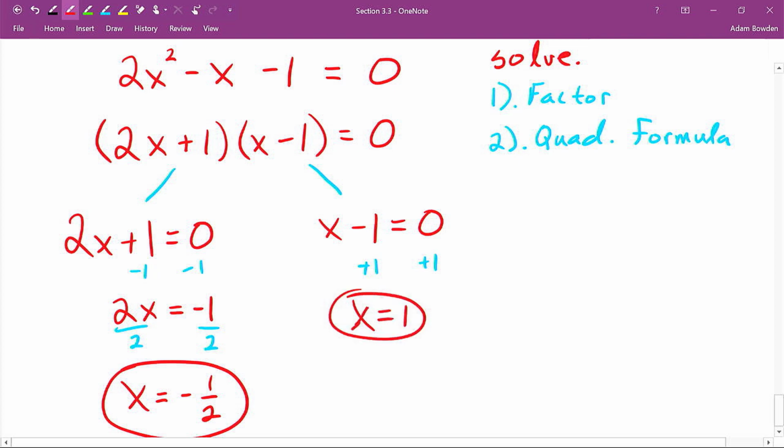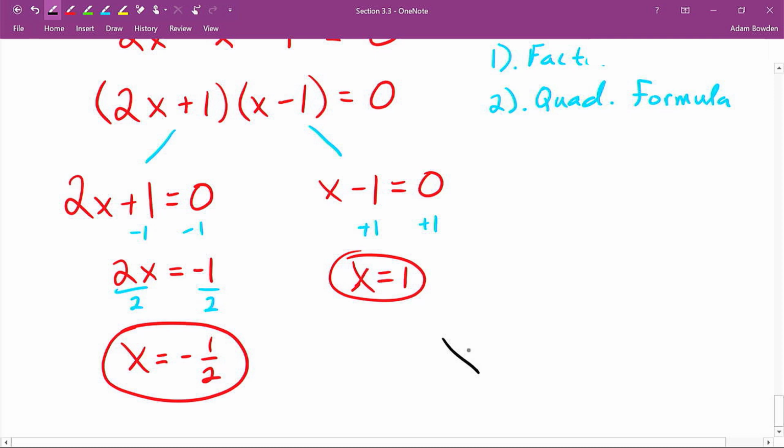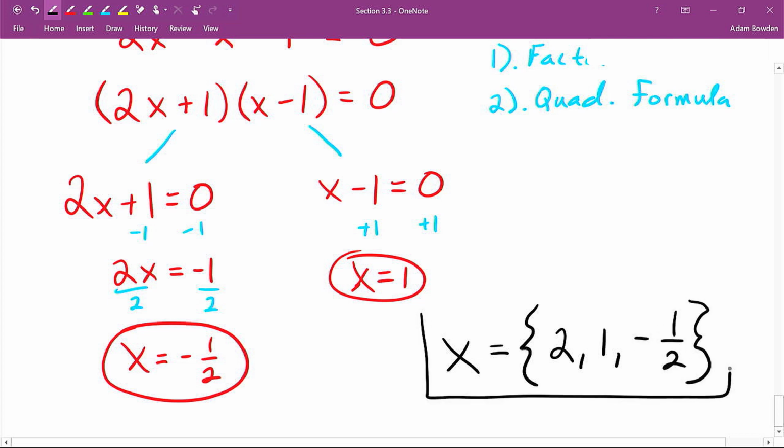So now we've solved for 2 more zeros of our function. And so altogether, we have 3 total zeros, including the one that it told us at the very beginning. It told us a 2 at the start. So we have a 2, a 1, and a -1/2 for all the x values that are zeros of our function.